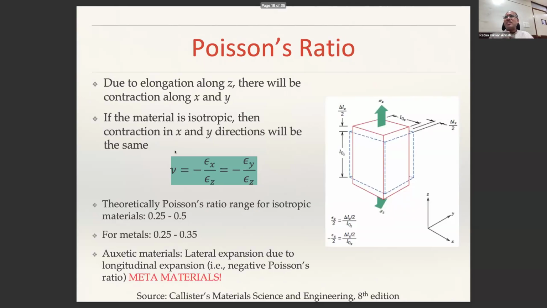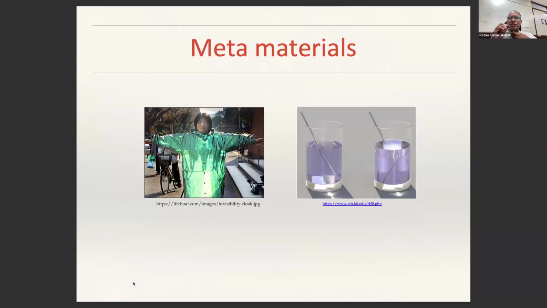These are called mechanical metamaterials because they give unprecedented properties which are not otherwise possible with regular materials. We don't normally see negative Poisson's ratio, but these metamaterials can give us negative Poisson's ratio. This is called a mechanical metamaterial. But you also have something called optical metamaterials.